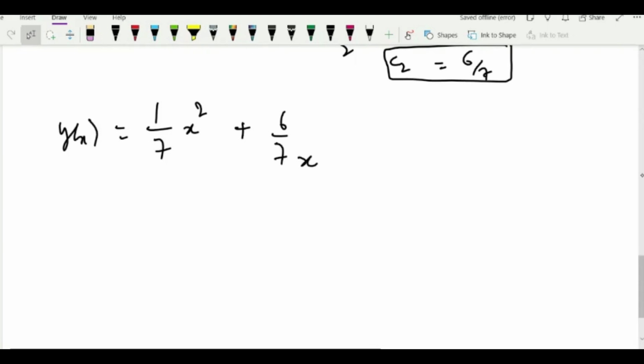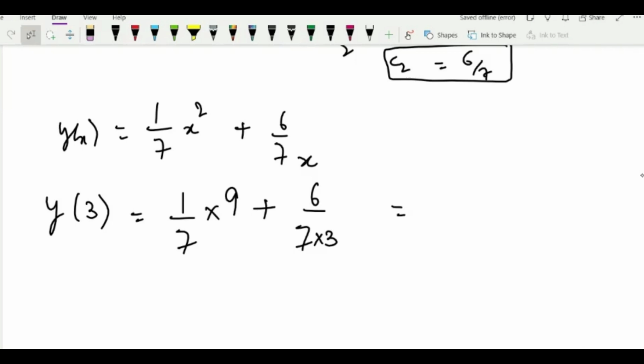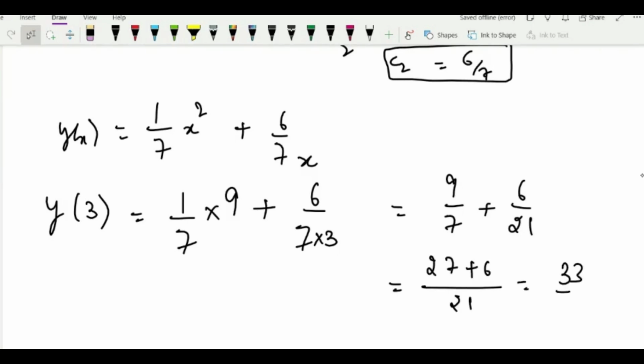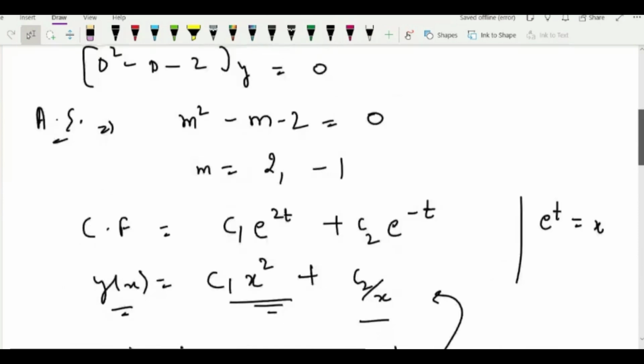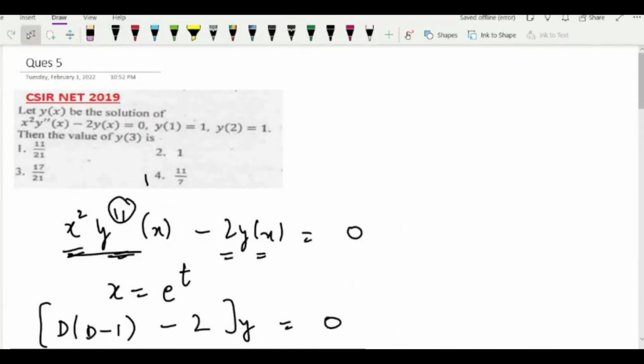So this is our y(x), and the question asks about x = 3, the value of y at x = 3. So substituting x = 3, it becomes 9 and it becomes 7 into 3, 21. So 9/7 + 6/21, taking LCM, we get (27 + 6)/21 = 33/21, which can be cancelled by 3, 11/7. So this is our required answer, that is 11/7. We can see from here the fourth option is correct, 11/7.